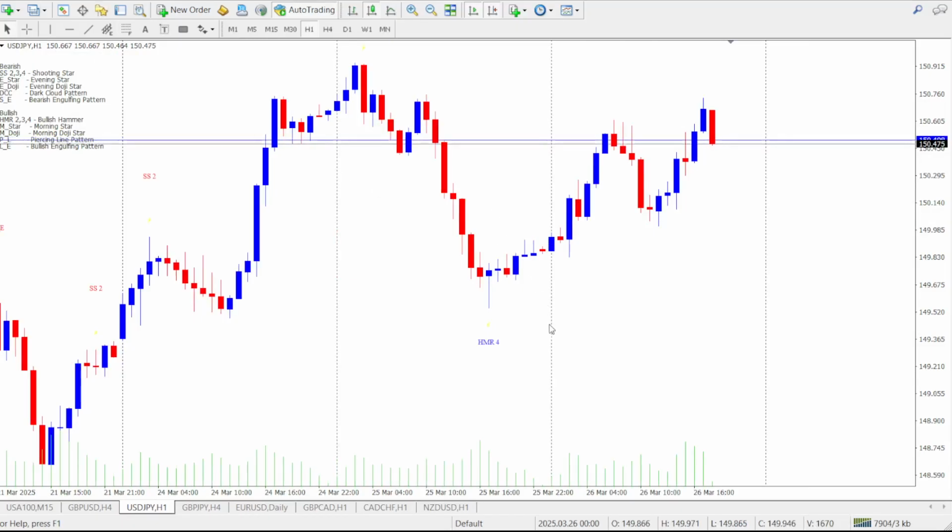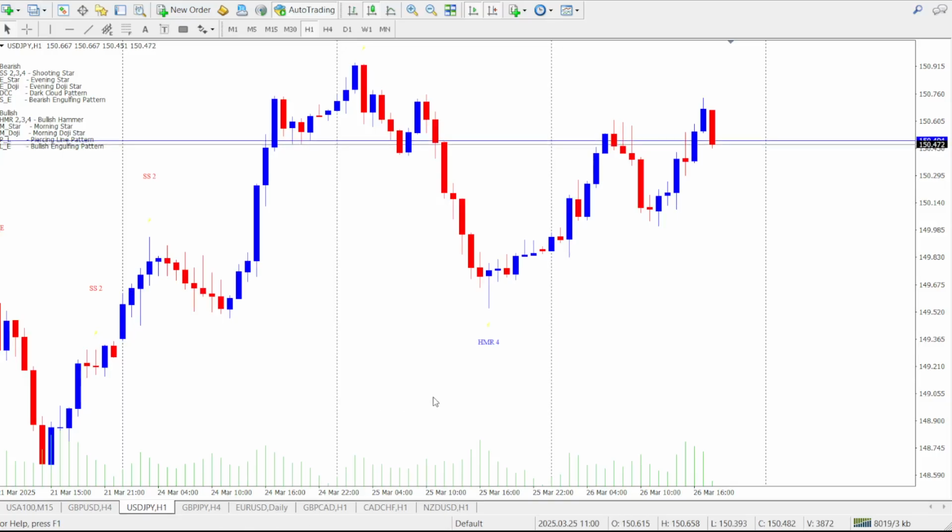The pattern recognition master indicator is a technical analysis tool designed to identify candlestick and chart patterns automatically. Instead of manually scanning for key formations, this indicator does the work for you, marking patterns directly on the chart. So you can see how the indicator marks patterns on the chart and gives you some information about what it marked on the chart.